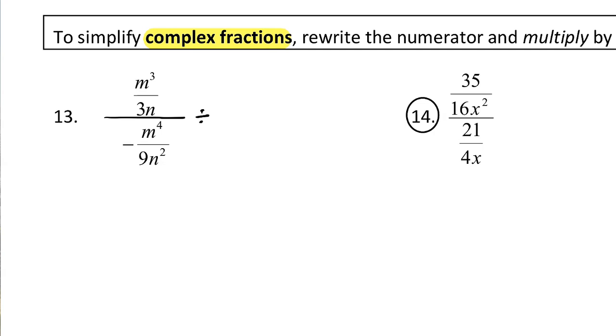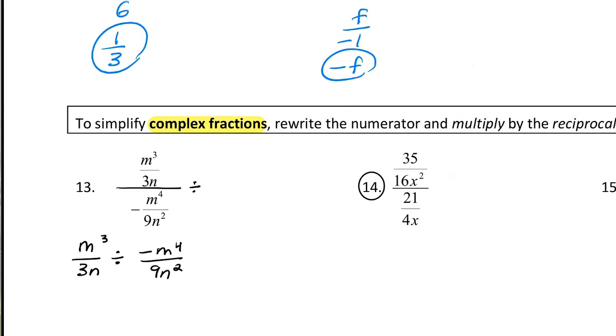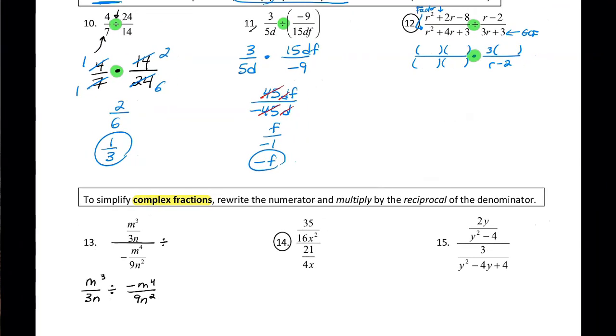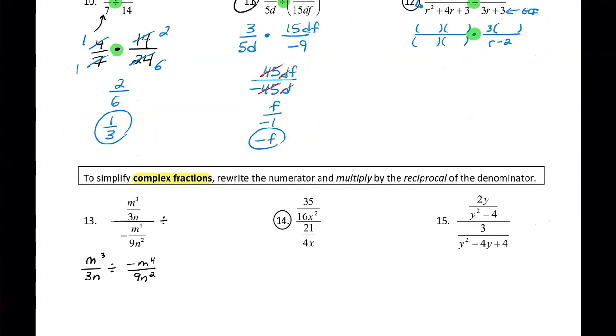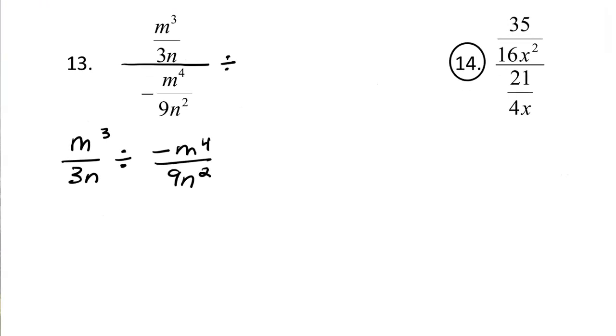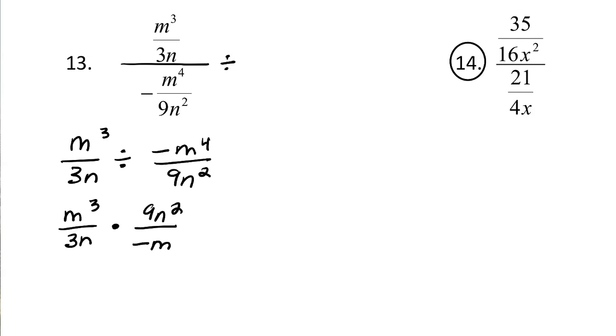So if we rewrite this like the ones we were just doing, we would have m cubed over 3n divided by negative m to the fourth divided by 9n squared. Now this looks really similar to the ones we were just doing up here, like number 11 or number 12. So we can keep the first, m cubed over 3n, multiply now by the reciprocal, 9n squared over negative m to the fourth.